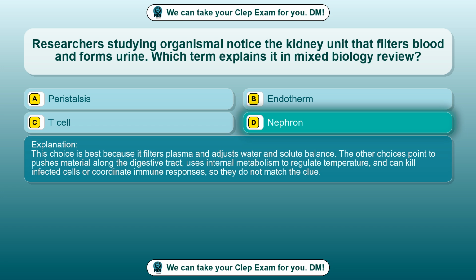The other choices point to pushes material along the digestive tract, uses internal metabolism to regulate temperature, and can kill infected cells or coordinate immune responses, so they do not match the clue.